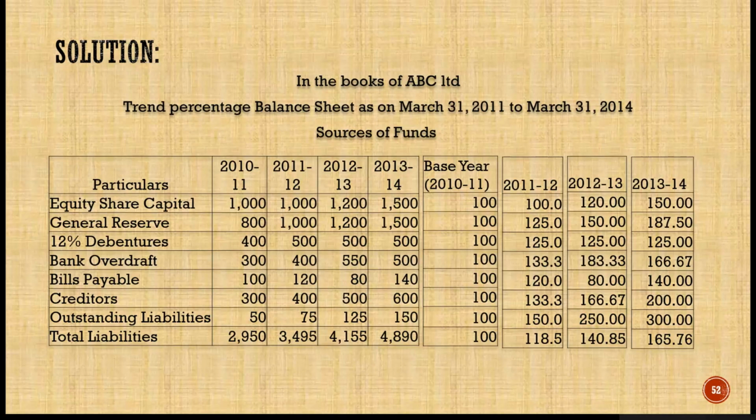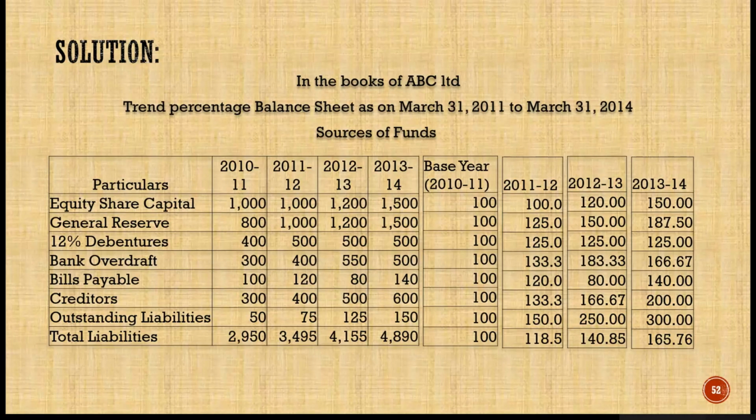It shows increasing trend. Next is 12% debenture. Base year 100, then 125, 125, and 125. That means it remained constant. Next, bank overdraft: 100, 133, 183, and 166. That means it has increased till 2013, and then in the year 2014 it showed a decrease.